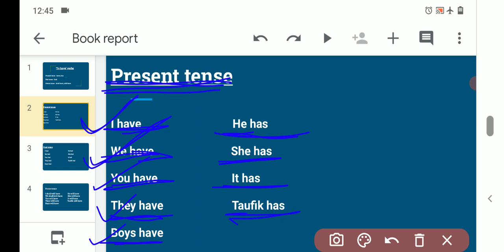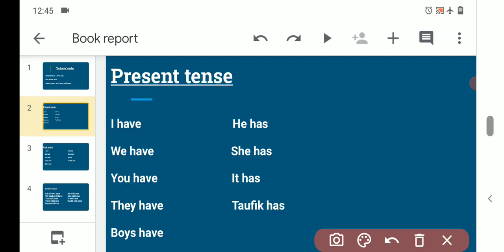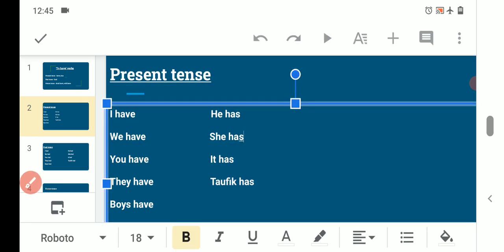Tawfiq has, third person noun, and again it is singular. So Tawfiq has. It means we have to use has with he, she, it, and all the singular third person nouns. The nouns may be names of girls, boys, cities, animals, birds, or any other thing. If they are in singular form, in present tense we have to use has with them. Now let us see next, that is about past.